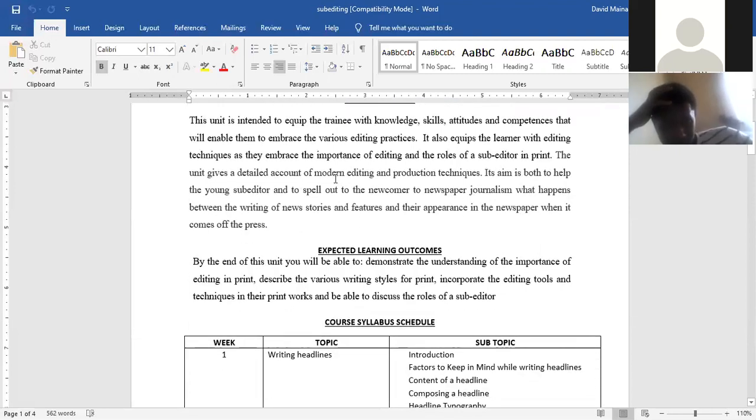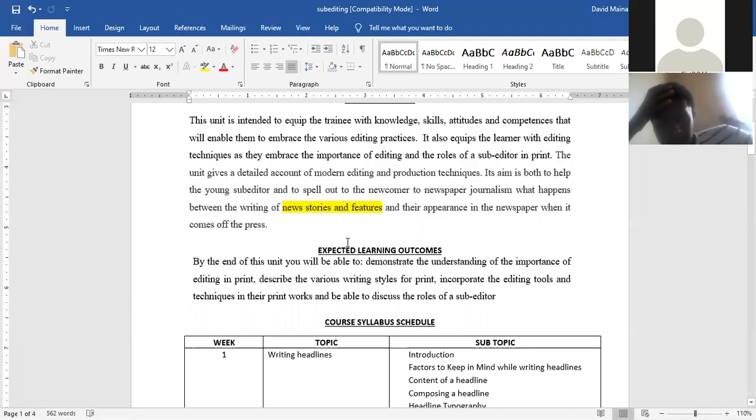So you can see something has been repeated here: news stories and features. We've just had a newspaper class, and I was asking you what is the difference between news and features. So it has appeared again. That's why I'm telling you, this unit correlates newspaper writing and reporting and sub-editing.